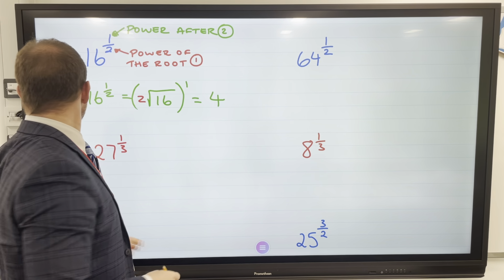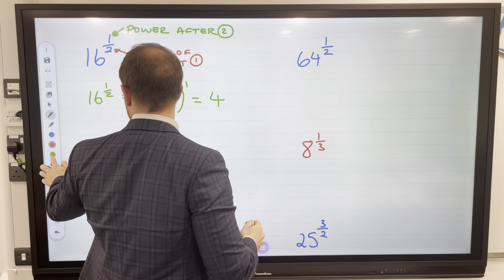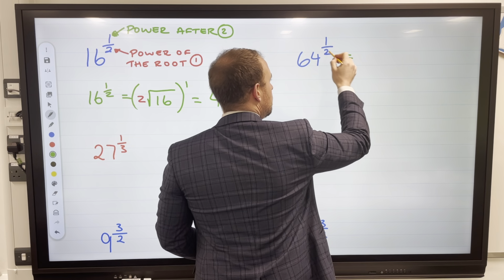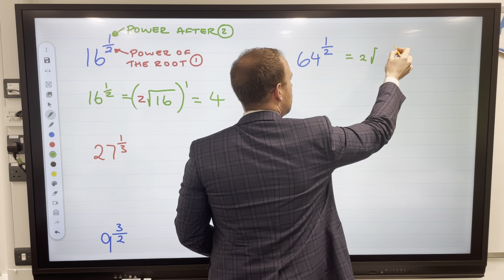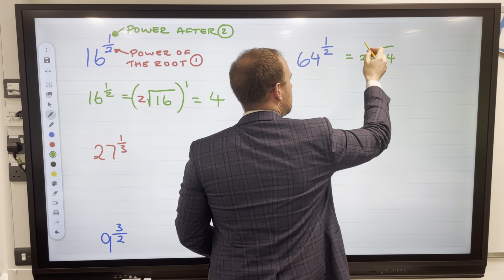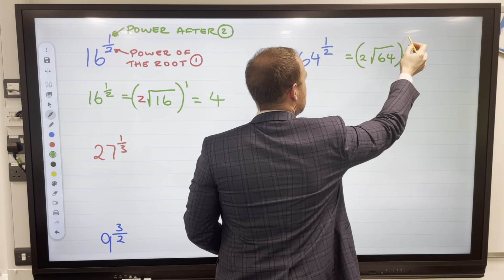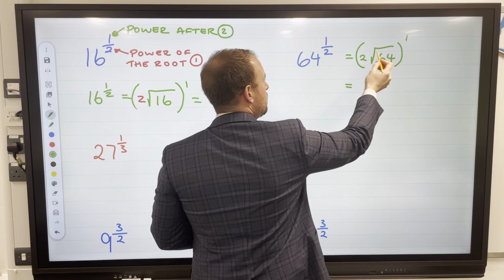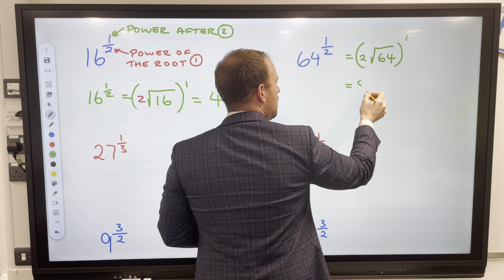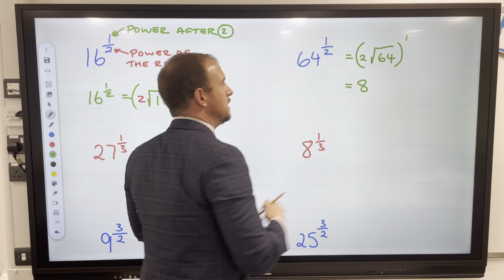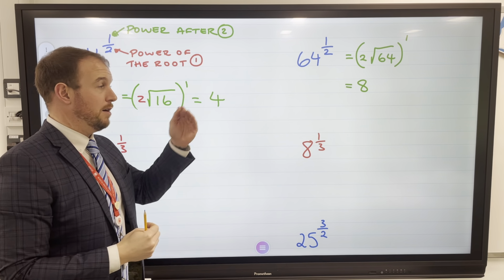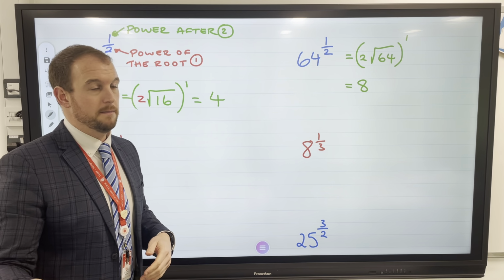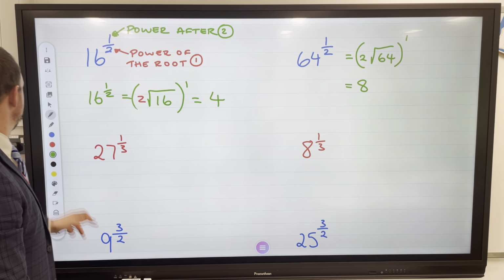So here then, let's use that to help us. The 2 is the power of the root, and then to the power of 1 afterwards. Square root of 64 is 8, to the power of 1 is 8. So to the power of half is exactly the same as square root.